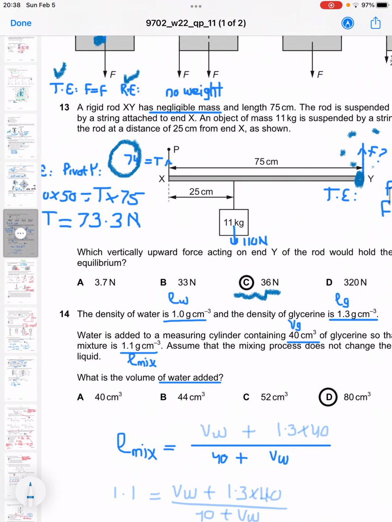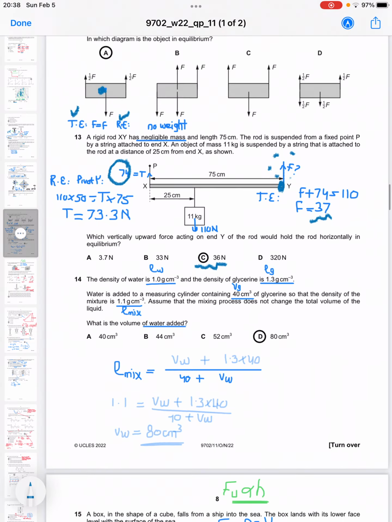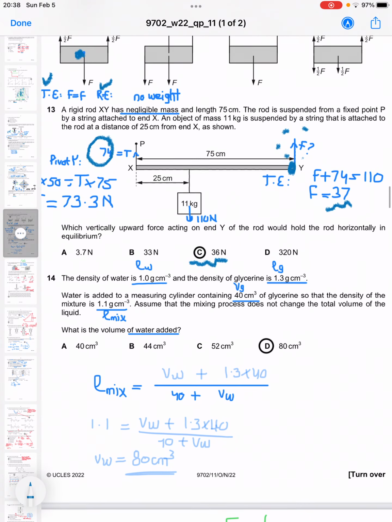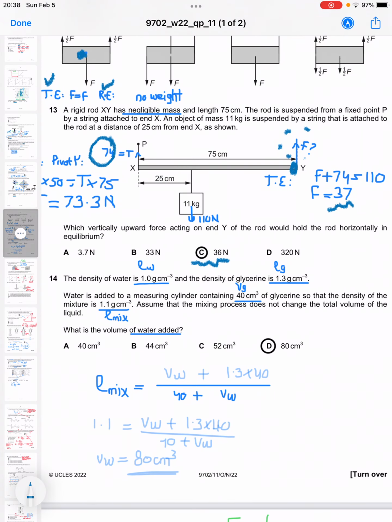Question number 14 says, that's a repeated question, it has been asked several times before, that composite densities are given, a mixture of glycerine and water, and it has given several data, and it's asking about the volume of the water.